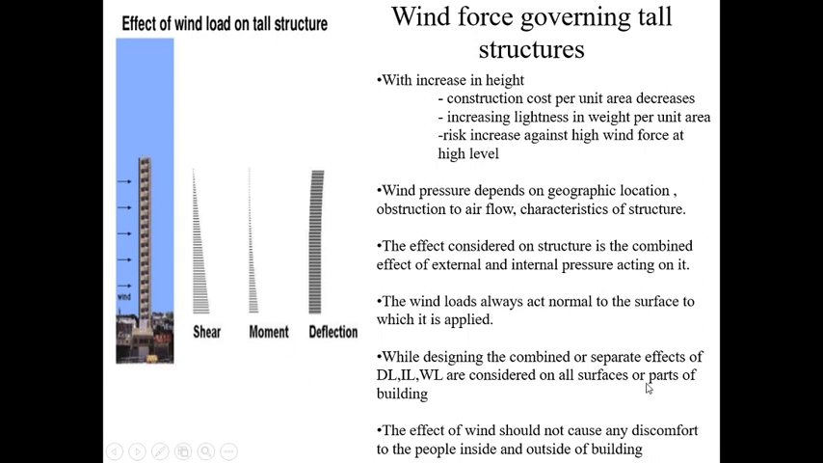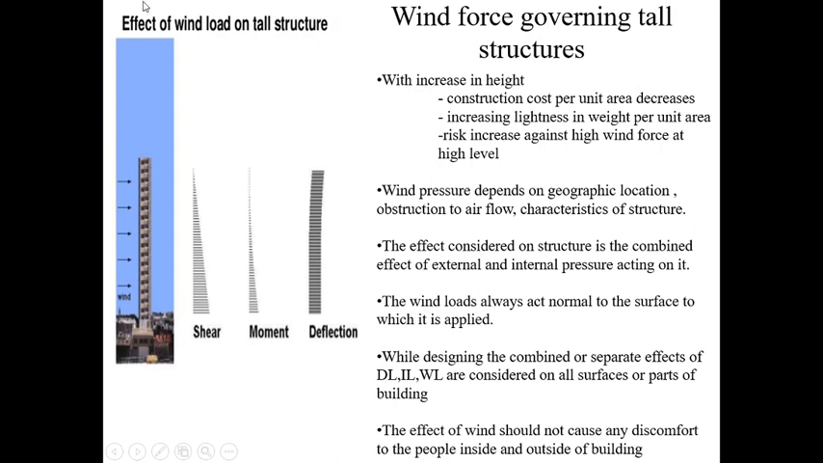So we should consider on different parts what is the combined effect of this loading. And also we know that the wind load is always acting normal, that is the horizontal load, normal to the surface on which it is applied. One more important point is whatever effect of this wind is there, it should not cause any discomfort to the people inside and outside of this building. So we should design it in such a way that whatever effects of the winds are there, it should not cause any inconvenience to the people staying in this building.